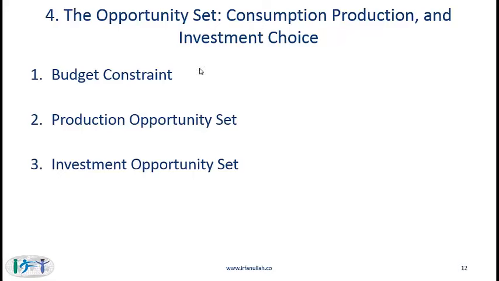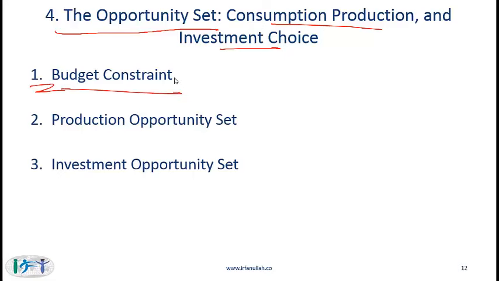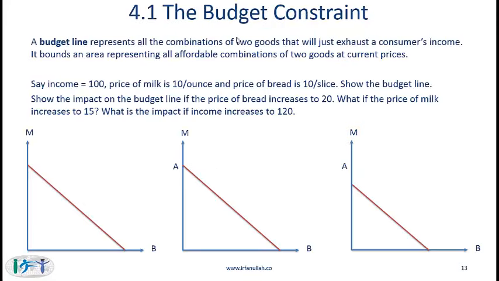We now come to section 4, the opportunity set, consumption, production and investment choice. The focus here will be on understanding the budget constraint, and then we'll also say a little bit about the production opportunity set and investment opportunity set. The budget constraint. A budget line represents all the combinations of 2 goods that will just exhaust a consumer's income. It bounds an area representing all affordable combinations of 2 goods at current prices.